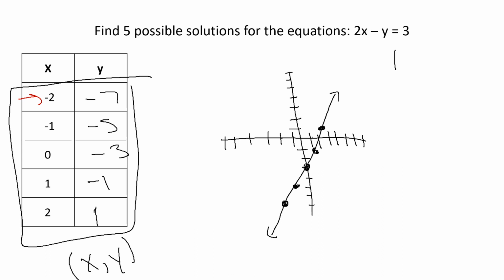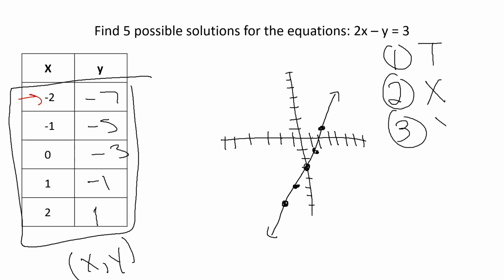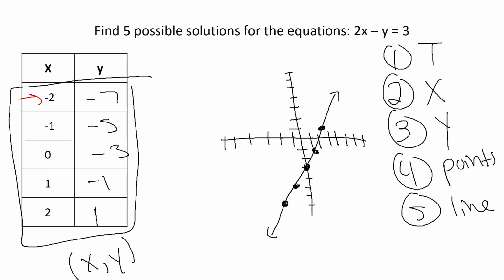So step 1, t-chart. Step 2, values for x. Step 3, solve for y. Step 4, plot your points. Step 5, connect to make your line.